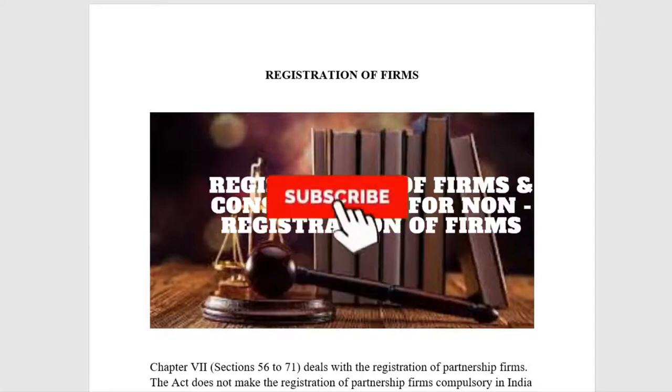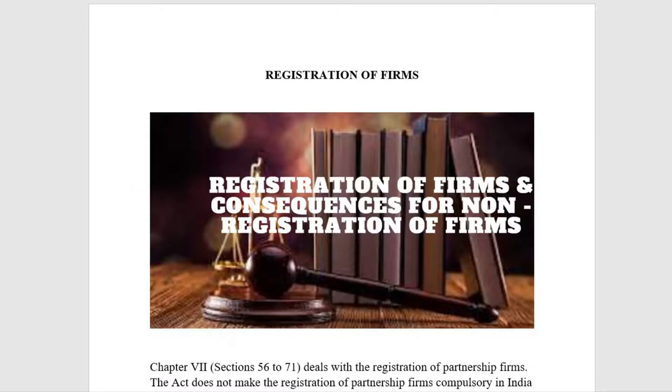Students, under the KSLU examination, the question with regard to the registration of firms is at most guaranteed. Here, with regard to the registration of firms, normally the question will be like this: Discuss the registration of firms and consequences or effect of non-registration of firms with the help of case laws. So in this way, the question will come in the Karnataka State Law University examination.